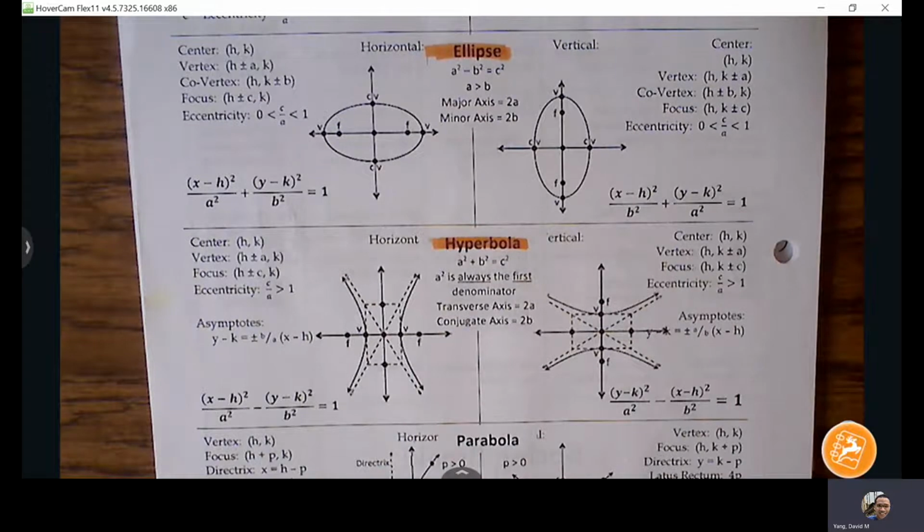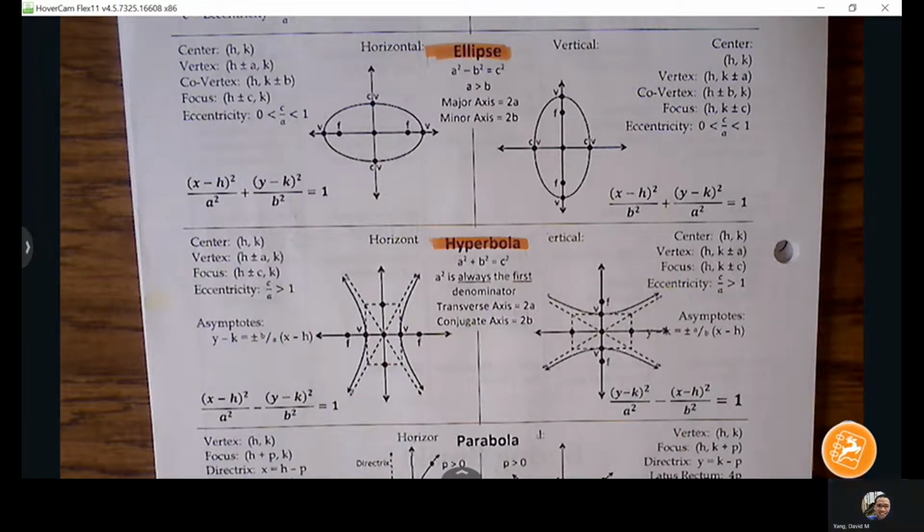So again, the big distinction with a's and b's with ellipses is that your a and b value is dependent on which is larger, right? The larger value is your a, the smaller value is your b, and whatever the a value is under will tell you whether to go left and right or up and down. If a is under the x, you're going to go left and right. If a is under the y, you go up and down.